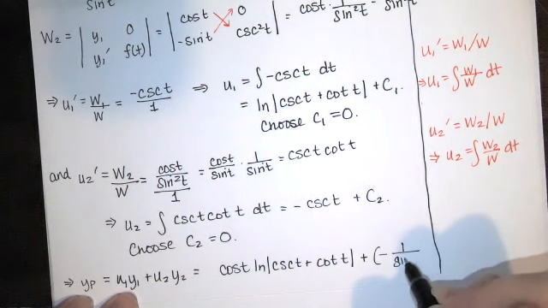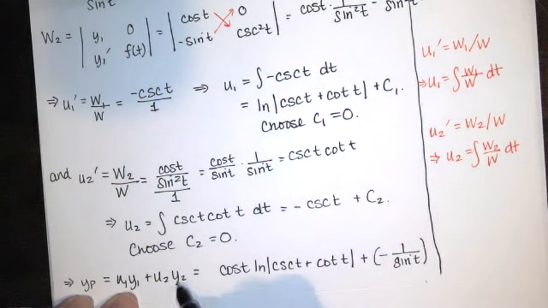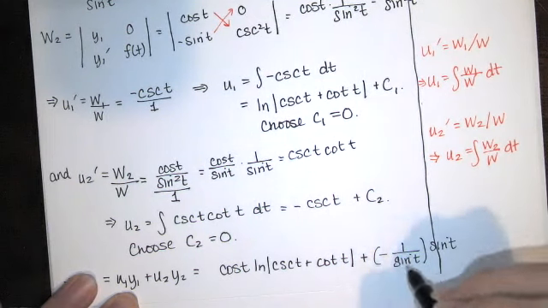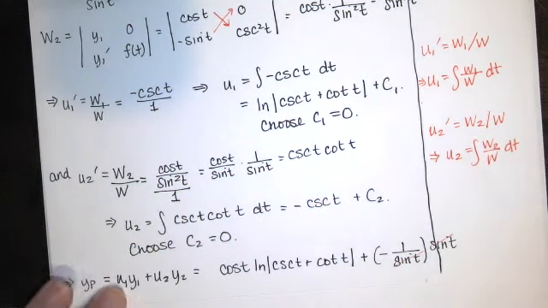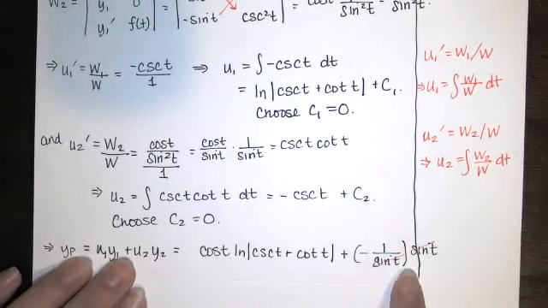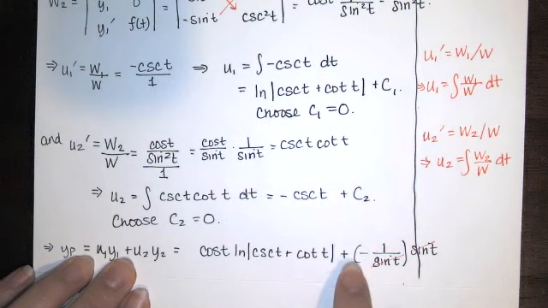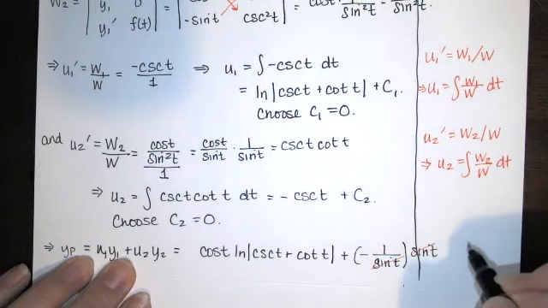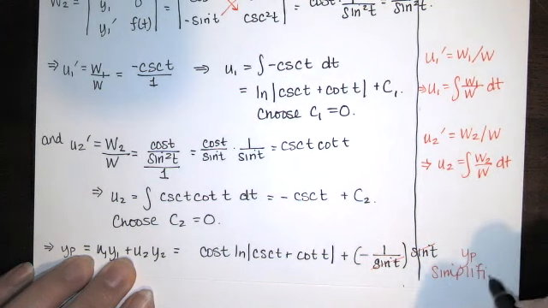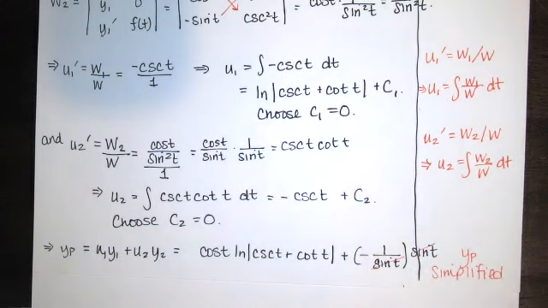Negative cosecant of t is 1 over sine of t. And y2 is sine of t. The sines reduce, and you get -1. And so y sub p is equal to this, which is just this plus a -1, or you can just subtract 1. Okay, so we've got our y sub p, we've got our y sub c. We'll just put those two pieces together to write down the general solution.